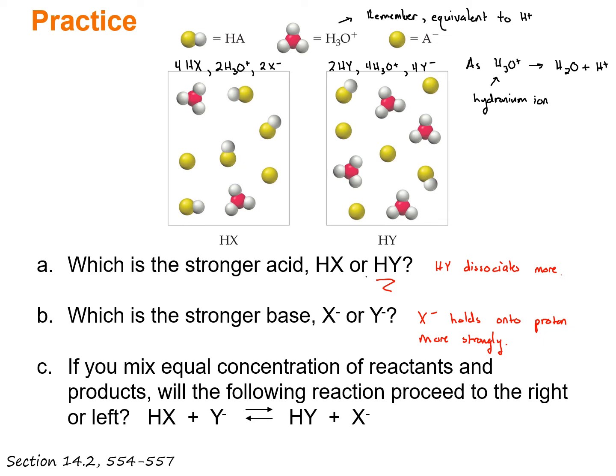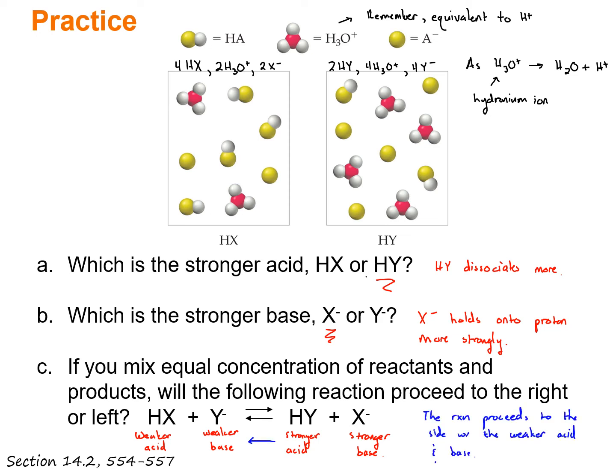If we go ahead and mix equal concentrations of the reactants and products, what do we expect for the reaction? Does it proceed to the right or will it proceed to the left? Well, we now know that HX is our weaker acid, and we've already discussed that Y minus is our weaker base. So that puts on the right hand side a stronger acid and a stronger base. So which way do we expect the reaction to proceed? We should expect that it goes to the weaker side. So in this case, it's fairly simple. We expect it to go to the left.